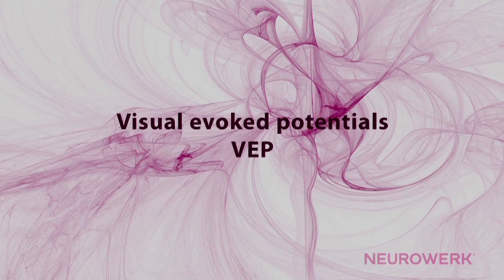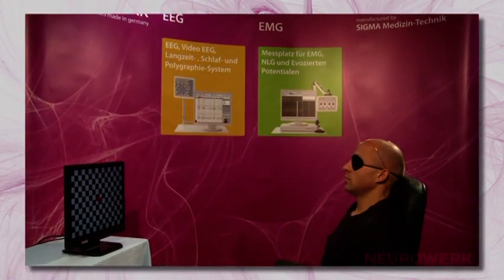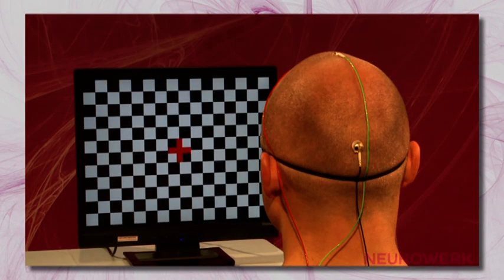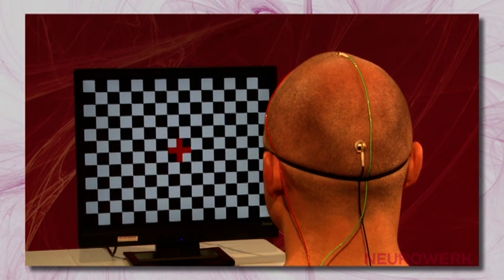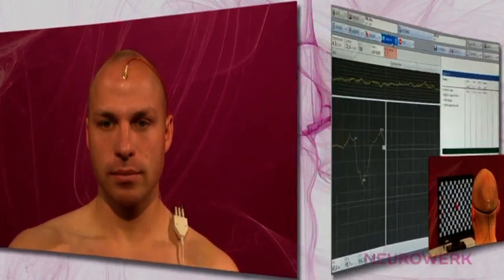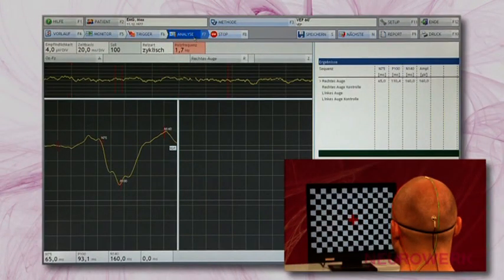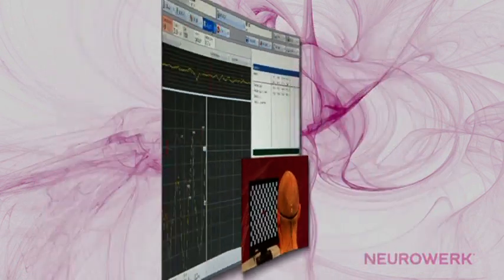Visual evoked potentials, VEP. Visual evoked potentials, VEP, are measurable electrical potential fluctuations that are recorded in an occipital manner above the primary visual cortex. These are caused by a visual stimulation of the eye, retina. This stimulation occurs either through light flashes or a so-called checkerboard pattern with contrast reversal.